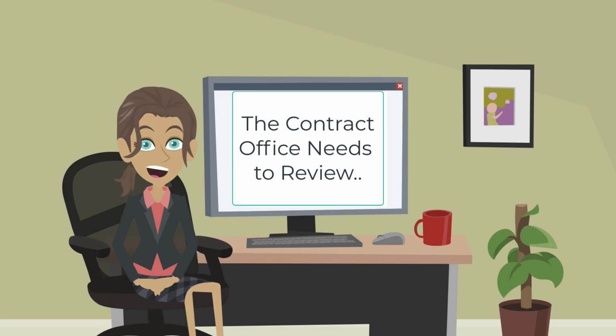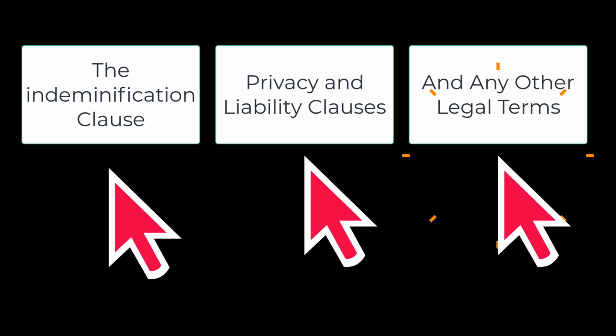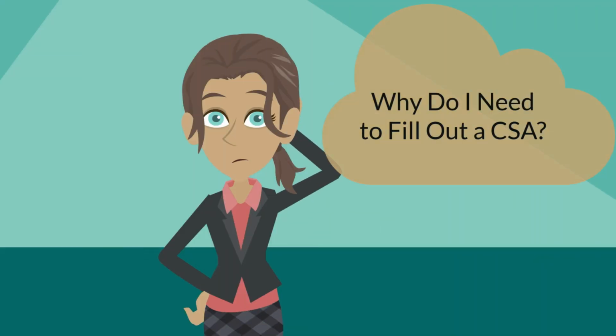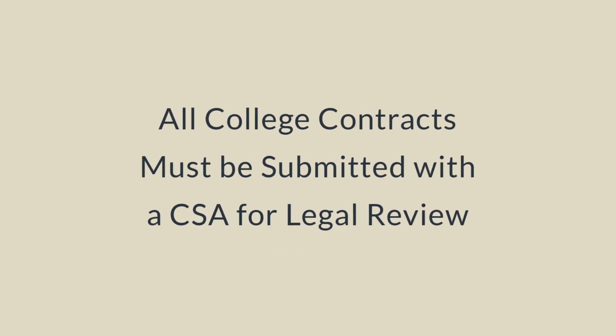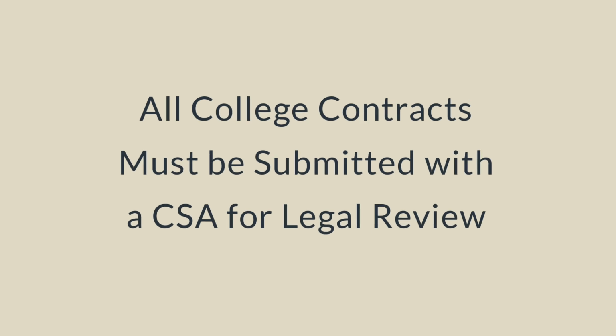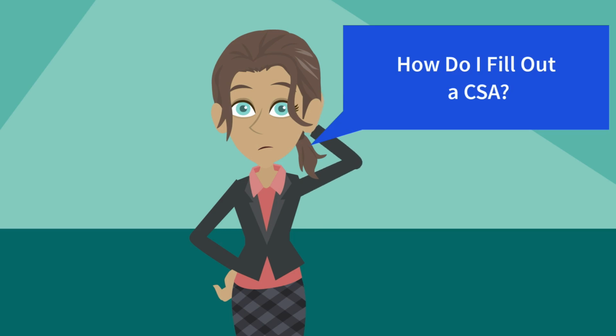Yes, you do. The contracts office needs to review the indemnification clause, privacy and liability clauses, and any other legal terms of such contract. Why do I need to fill out a CSA? Per College Policy 1150, all college contracts, regardless of signature authority, must be submitted with a contract signature approval (CSA) form to contracts staff for legal review. How do I fill out a CSA?